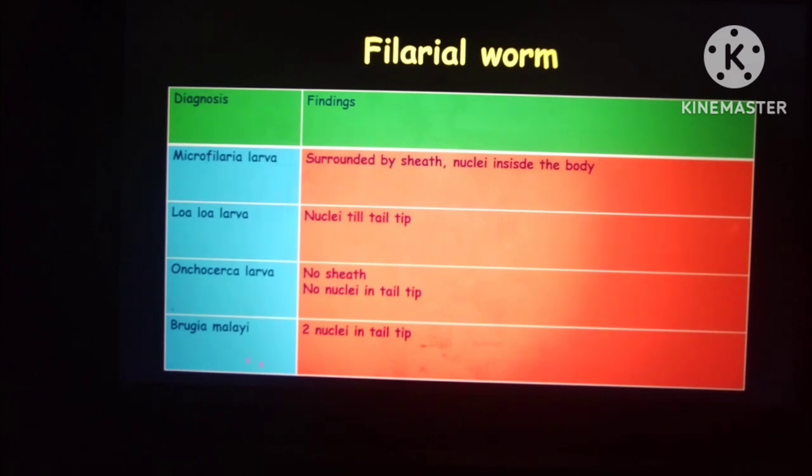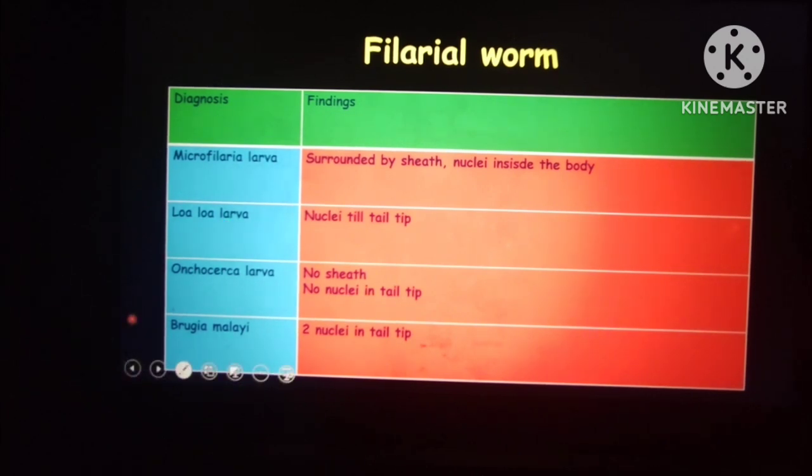I used to remember it like Brew, I think you all know it is a famous coffee brand. I used to take it about two times a day, morning and evening. So there will be two nuclei in the tail tip. In Onchocerca, there is nothing. And to remember Loa loa, it is like the nucleus extends from the bottom till the tip of the tail.